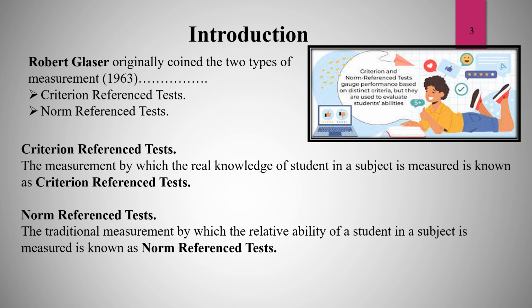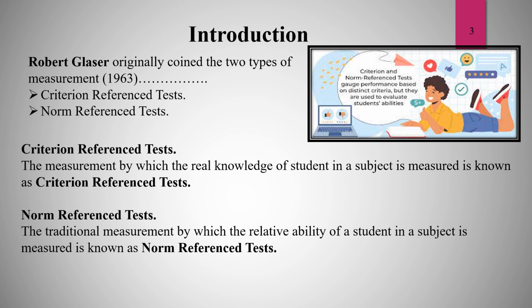We'll start with a brief introduction about both tests. Robert Glaser originally coined these two types of measurement in the year 1963, that is criterion reference test and norm reference test, that is CRT and NRT. Both are performance based on distinct criteria, and they are used to evaluate students' ability. Means both are used to identify and gauge the student's ability, but there is a fine line of difference between these two. Now, what is criterion reference test?